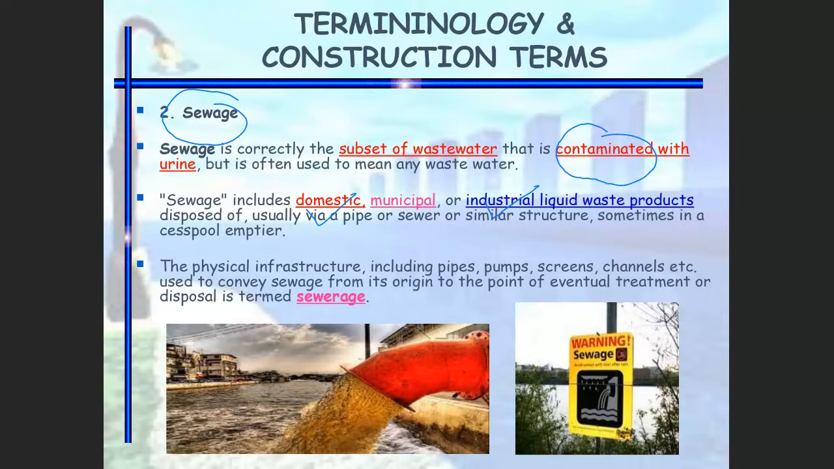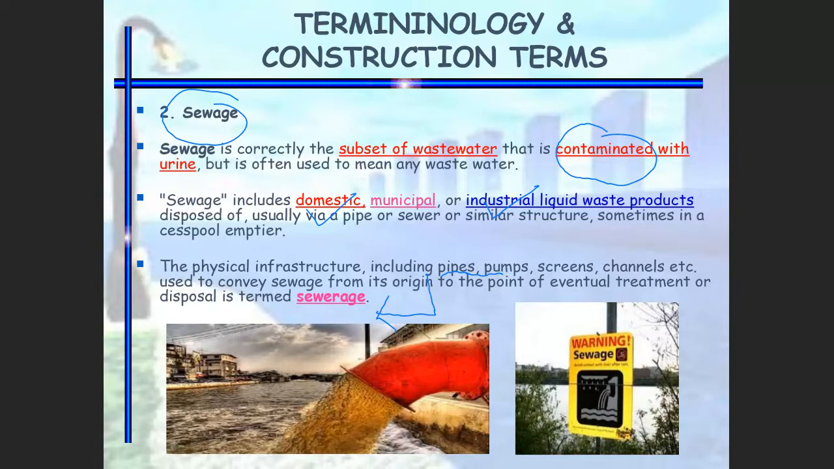Okay, sometimes we also consider the physical infrastructure, which includes the pipe, the screen, and the channel related to the sewage. If we combine all of this, then we call this the sewerage system. Okay, so sewage is not a system, but sewage is a subset of the wastewater. In the building terminology, we call this the sewage in the toilet bowl. Okay, in understanding the terminology in the building.